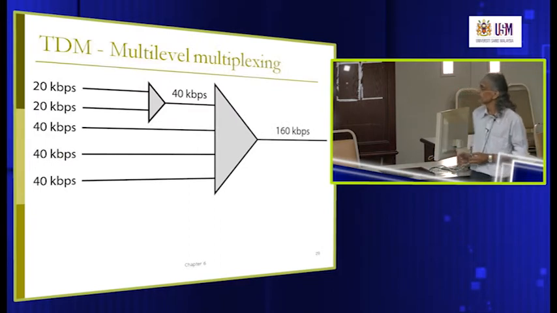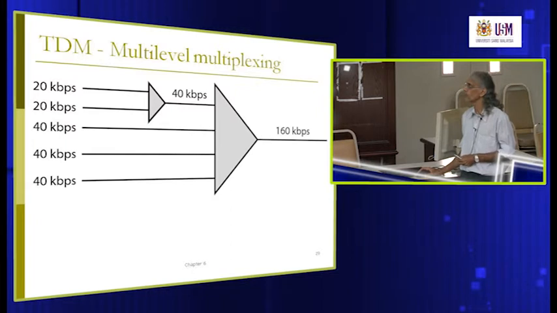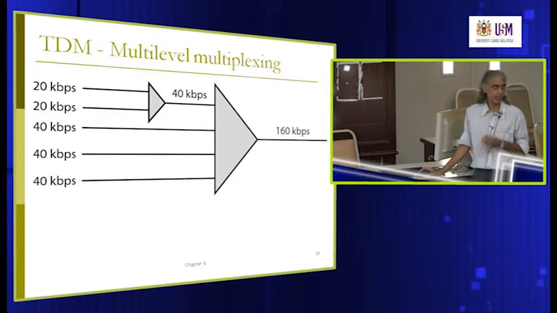So the first one, let's say we have 5 input lines: 40, 40, 40, then 20, 20. What we need to do is to make all of them the same. How do we do it? We can combine the 20 and 20 into 40 first. So we multiplex these two slower input lines, and once this is multiplexed, the output bit rate will be 40. Now this is the same as all the others.